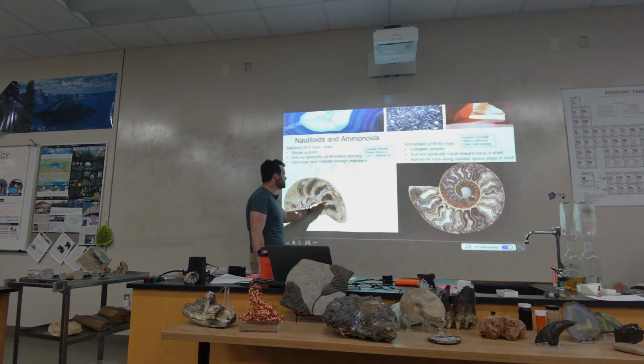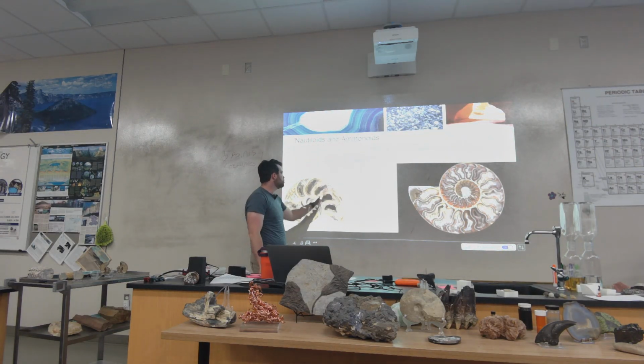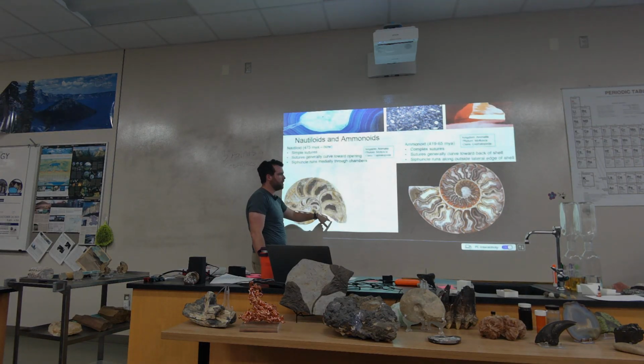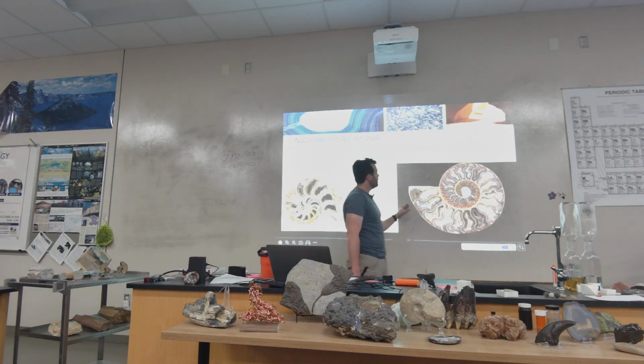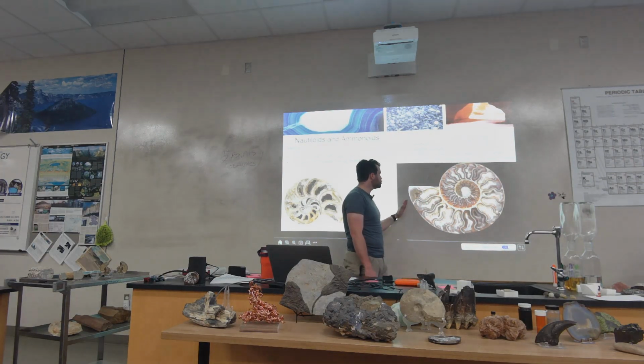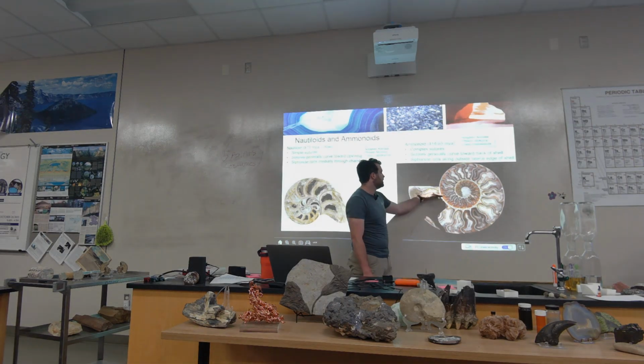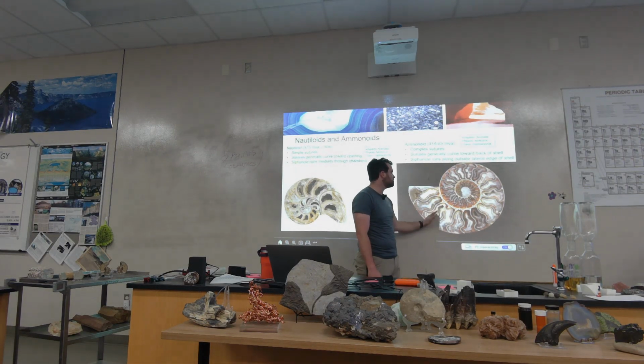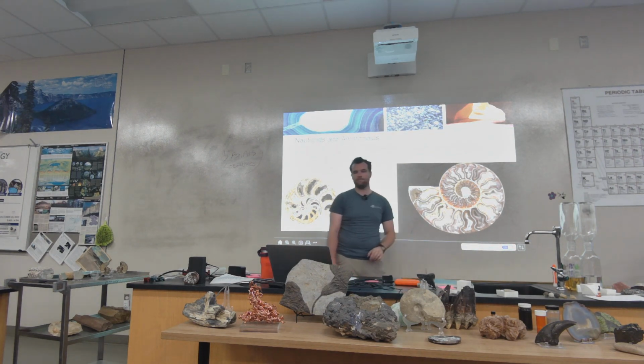So nautiloids have smooth sutures pointed towards the opening of the shell. Ammonoids have more elaborate sutures that are generally pointed away from the opening of the shell, like this. But they have some undulations to them, okay?